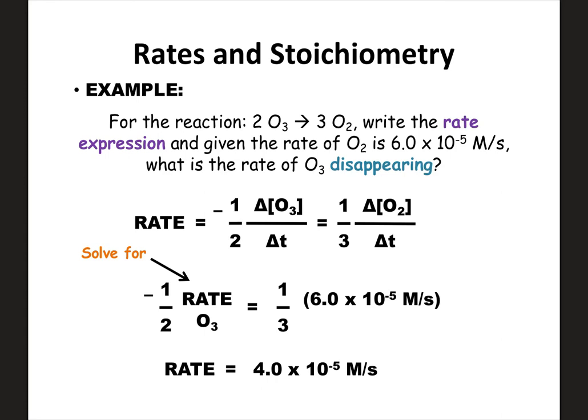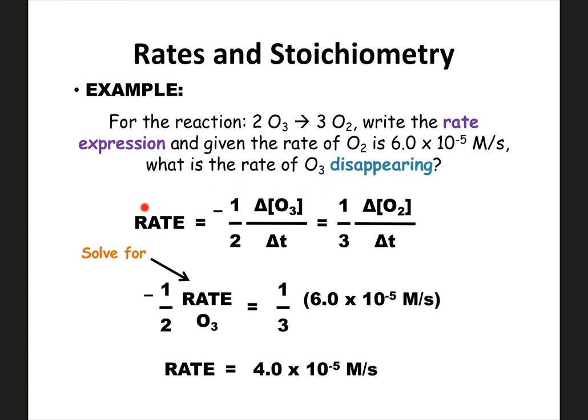So what we're trying to figure out here is the rate of O3 disappearing. Well, that rate of O3 disappearing is the change in concentration over change in time. Basically, you're solving for this piece right here. So you plug in what you know. You know negative 1/2 times that rate, which you're solving for, would be equal to 1/3 times the rate of the O2 forming, which they told you is 6.0 times 10 to the minus fifth molar per second. So all you're doing here is solving for this rate. And when you plug and chug that, you get 4.0 times 10 to the minus fifth molar per second, right?